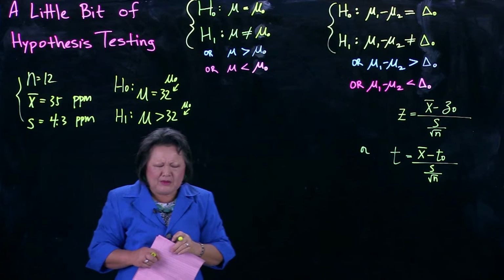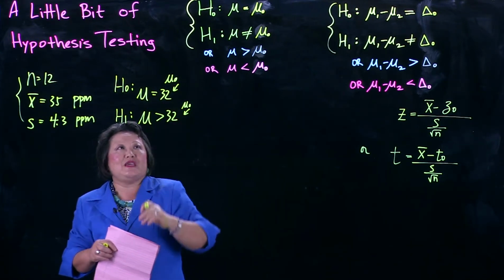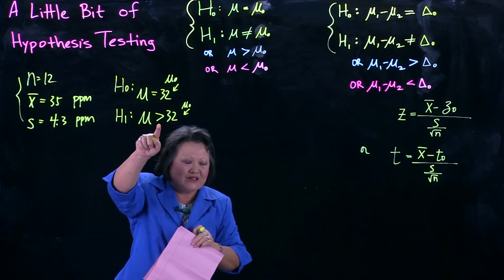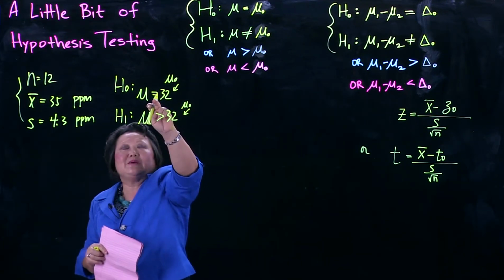Now suppose you ask, how much larger than 32? Well, you can test another one. Can mu be equal to 33? If it says no, then you have to accept larger than 33. You keep testing until it says yes, it could be as much as that.